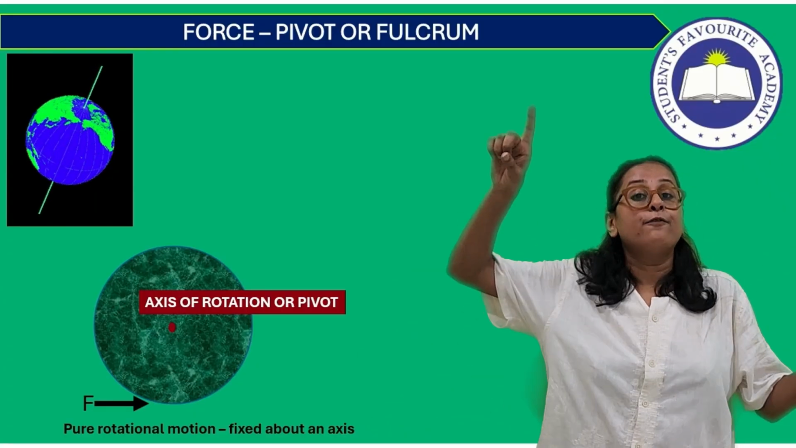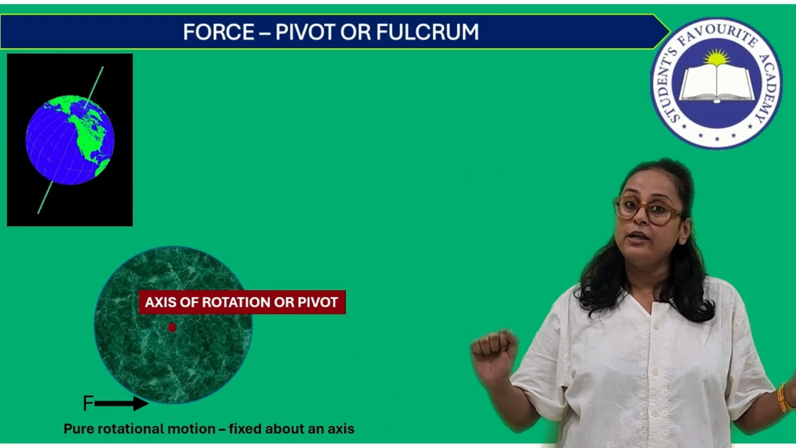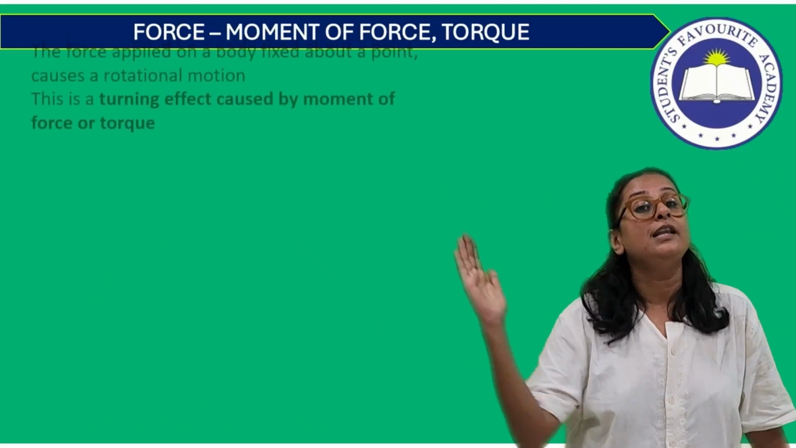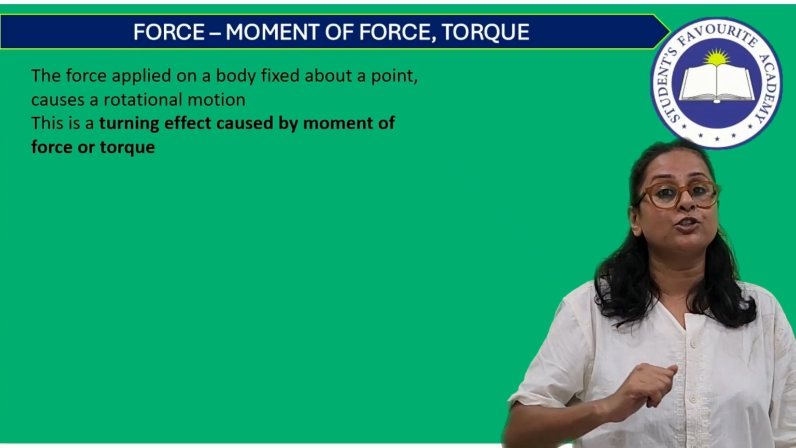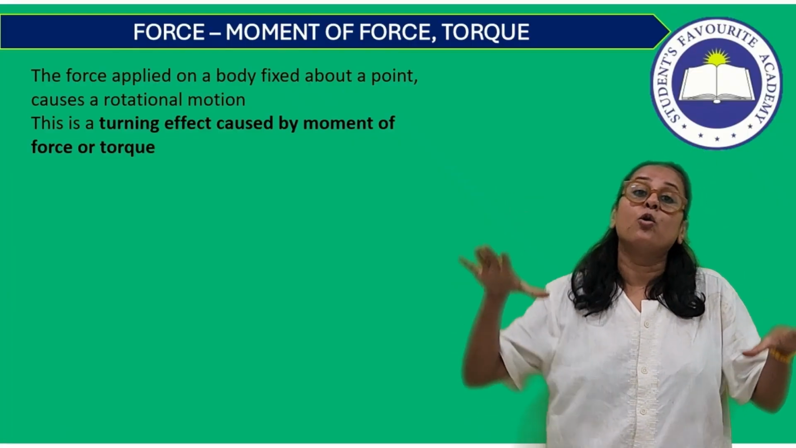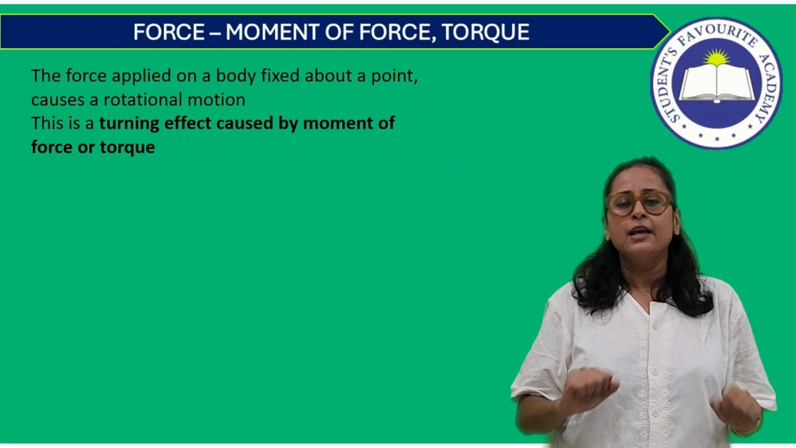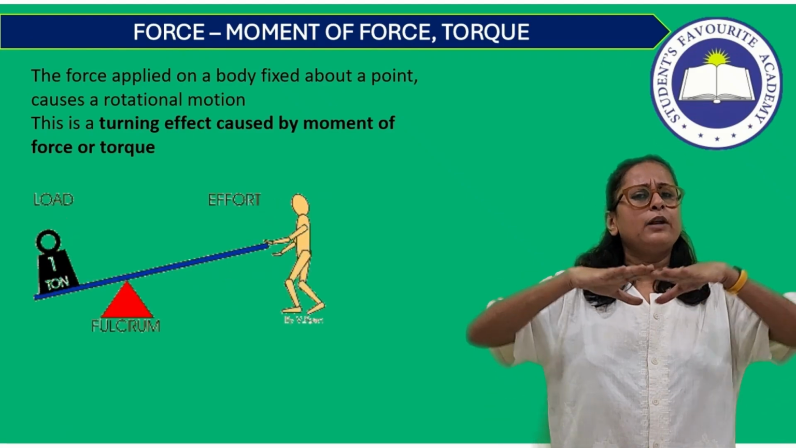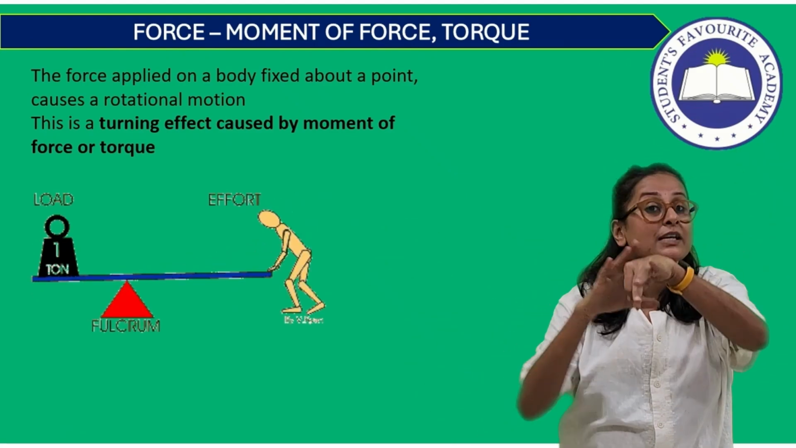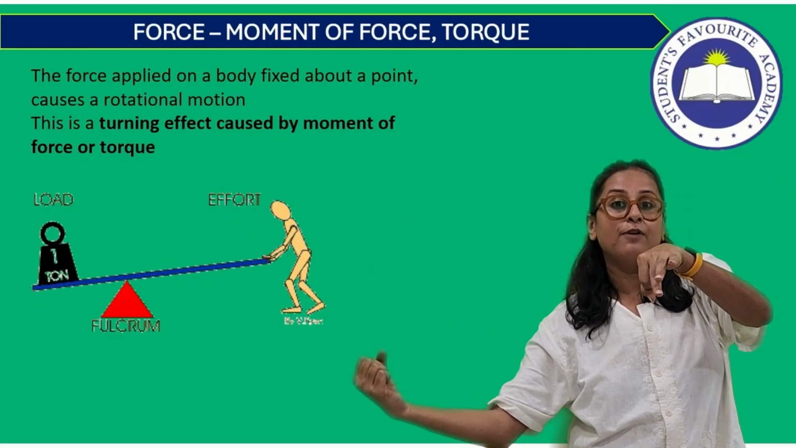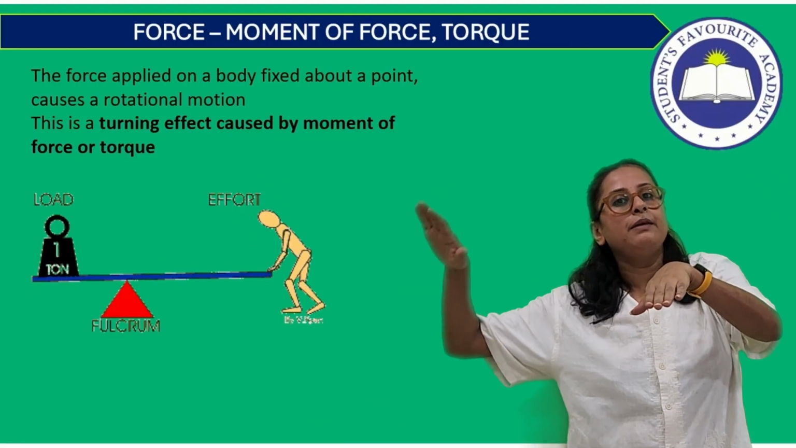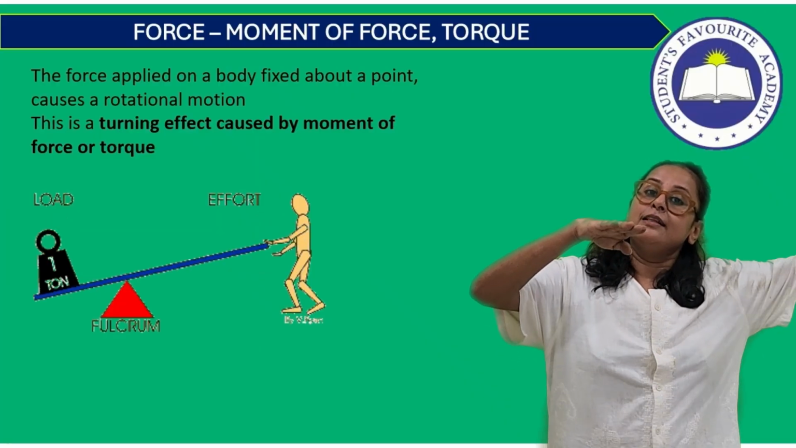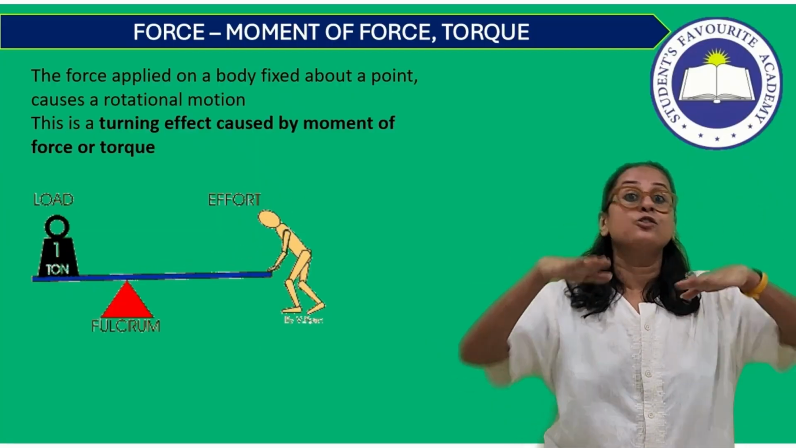That means the force applied on this body is not going to cause a straight or linear or translational motion. It will cause a rotational motion of some kind. Take a beam balance, for example. If you take a beam fixed about the center and I put weight on the right hand side, the beam will move like this. If I put weight on this side, the beam will move like this. So the motion is not a straight line.